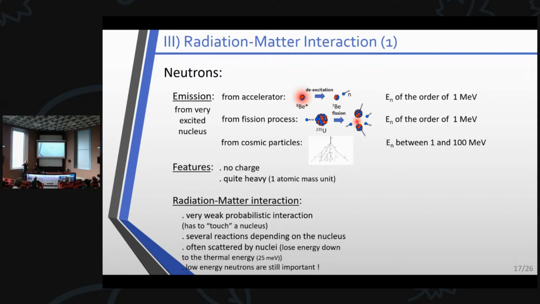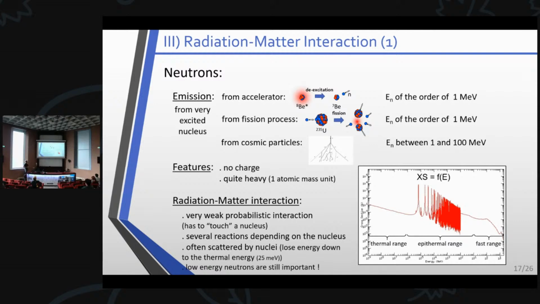It means that the neutron will go through matter very easily, like the gamma ray, even more so. You can have different types of reactions with the nuclei. What is important is that it's often scattered by nuclei. It means that the neutron will not go in a straight line. It will scatter and move in different directions, and it can lose energy down to the thermal energy, 25 milli-electron volts, whereas for the other particles, we do not speak about a gamma ray of 1 keV. There is no meaning to that. But a neutron is still important, even if it has a low energy.